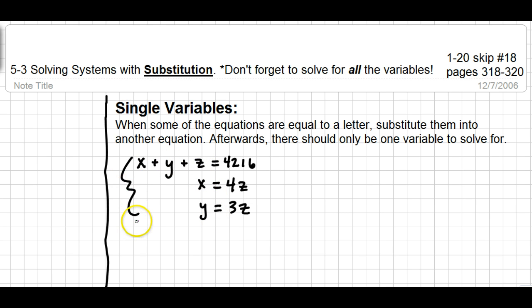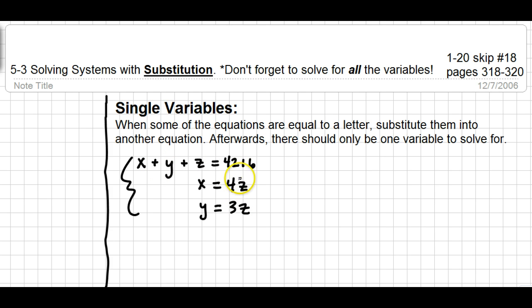When you're working with a system and asked to solve, one of the things you want to look for is variables that are single, variables that are all alone. When some of the equations are equal to a single letter, substitute them into the other equation. After you do that, there should only be one variable left to solve for. So as you look at this system, I know what x is and I know what y is. Those are both given in terms of z. So if I use those as substituting elements in the first equation, I'll only have z to solve for. When you're solving, you can only solve for one variable at a time, so that's a good method to use.